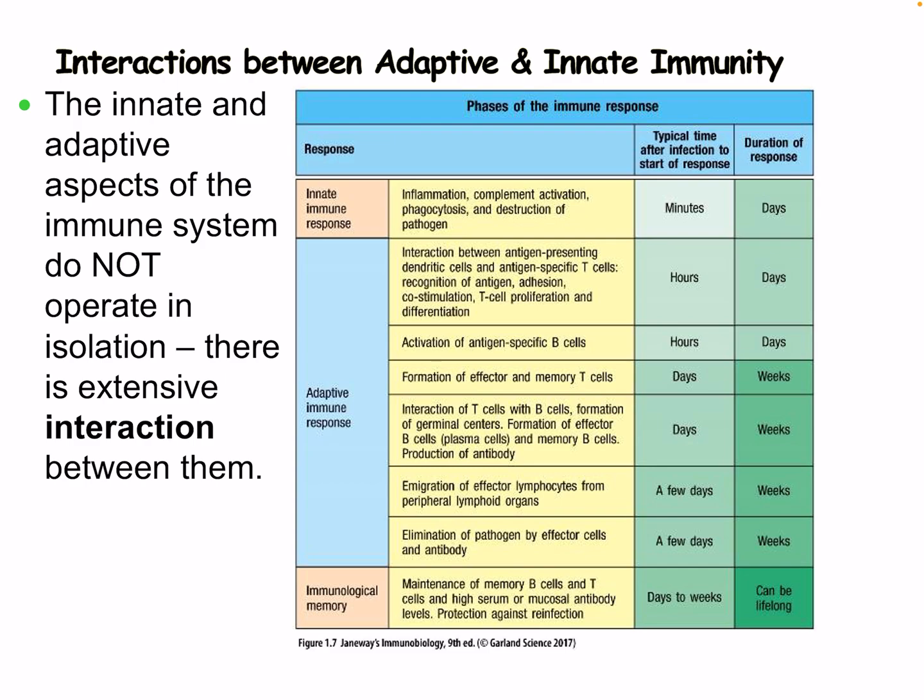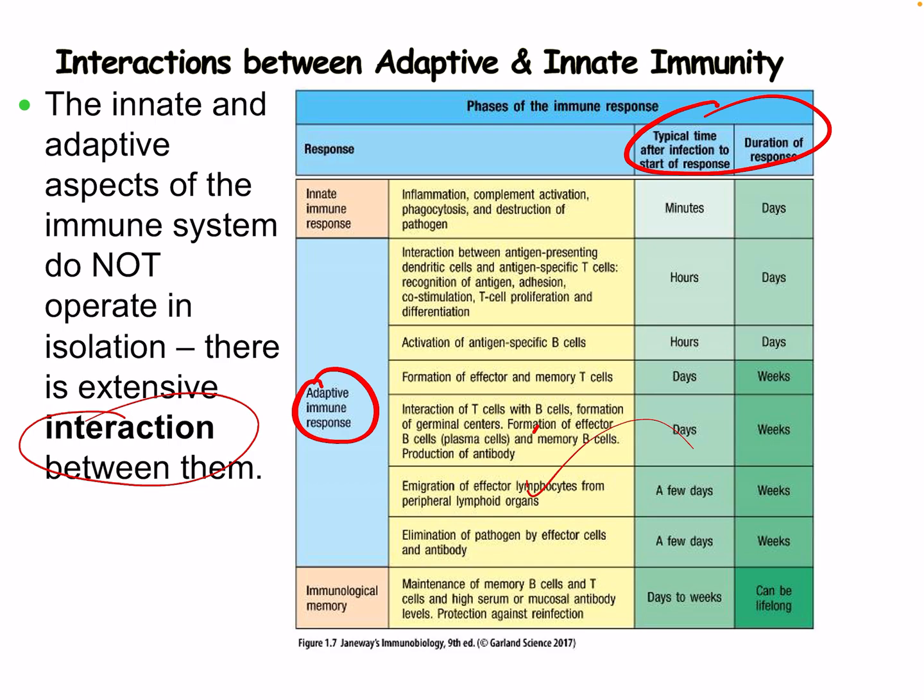Now we're going to look at innate and adaptive immune reactions. The innate and adaptive aspects of the immune system do not operate in isolation. There's extensive interaction, as we've said many times. Here we can see the adaptive immune response, essentially the workings of them working together. Here we can see our timelines.